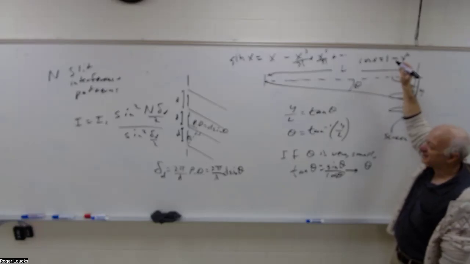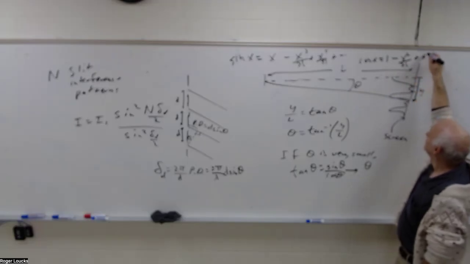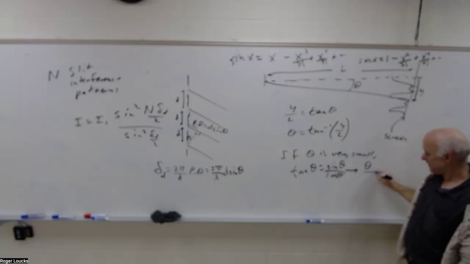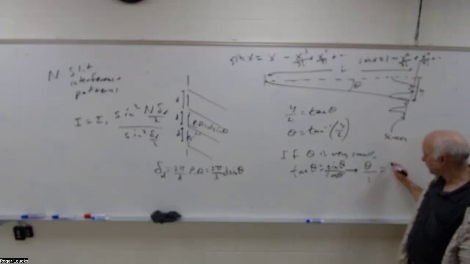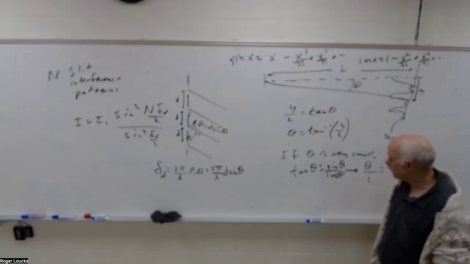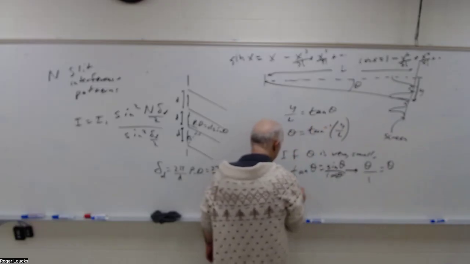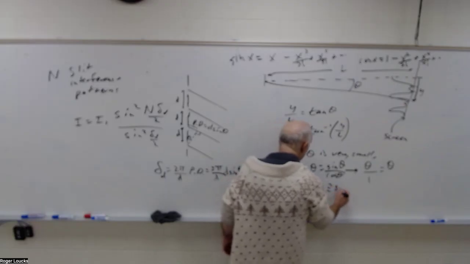Which one? Over 2, plus x to the 4th over 4 factorial. So the cosine is going to go to 1, so this is just going to be theta. Right, so you can say a couple of things. You can say tangent theta is approximately theta, which is approximately sine of theta.